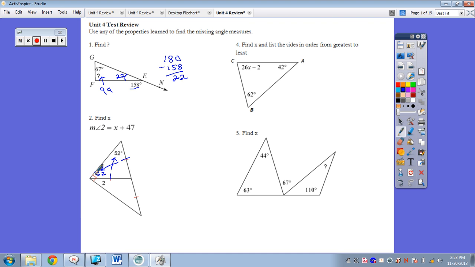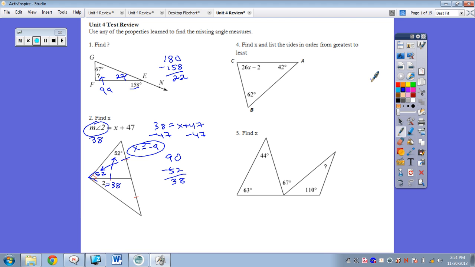We also know that there's a right angle right here, and a right angle is 90 degrees. So if the top part of that right angle is 52, 90 minus 52 says that the second part of that angle has to be 38. So we know that angle 2 is actually equal to 38 degrees. Angle 2 up here, I'm going to substitute 38 degrees in. So 38 equals x plus 47. If you subtract 47 from both sides, you get x is equal to -9.